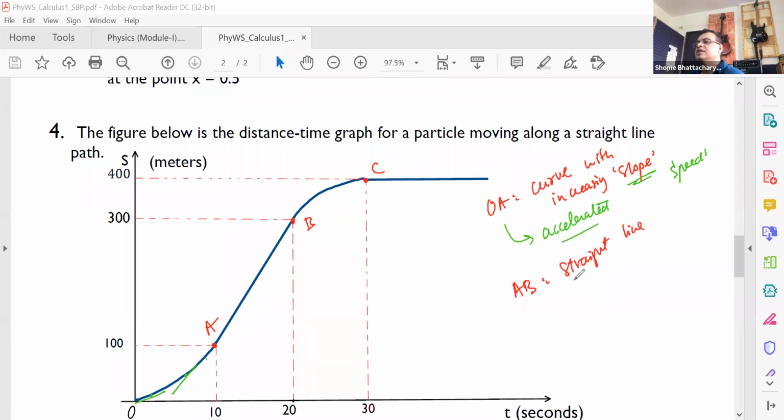So the fact that it's a straight line means that it has uniform slope. Slope is the same thing as speed in this case. So that means it is uniform motion. Okay, this next part of the graph here, it's uniform motion.